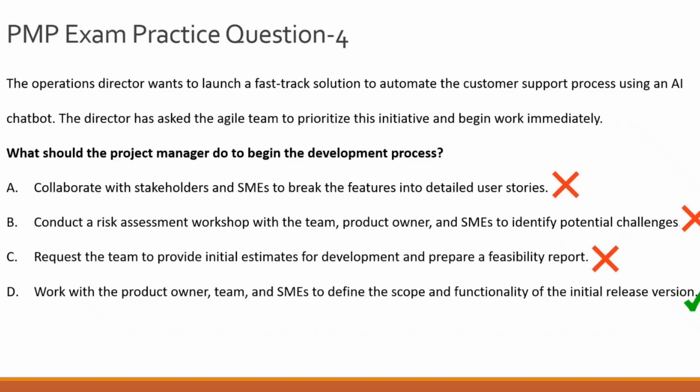Okay, because by focusing on the MVP, the team can ensure rapid deployment and feedback, allowing subsequent iterations to refine and expand the solution based on a real world use case. So to summarize, option D directly supports the project's need for prioritization and rapid value delivery through the definition of the initial release version or the minimum viable product. And that is why it is the correct answer choice.